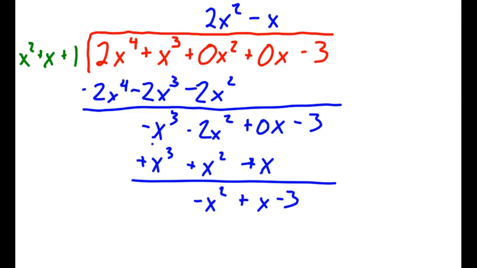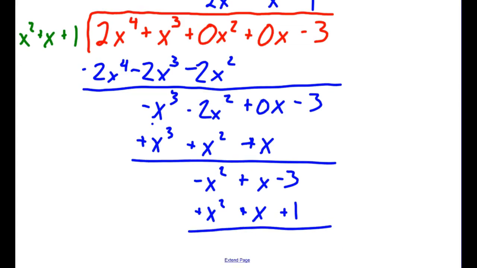Again, we have to repeat that same process. What do we have to multiply by this first term in our divisor to get a negative x squared? Well, we have to multiply by a negative 1, so we put that across the top. Negative 1 times x squared, negative x squared. Negative 1 times x, minus x. Negative 1 times 1, negative 1. We're subtracting all these values, so we change the signs to the opposite. Now if we look, negative x squared plus x squared cancels out. We have an x plus x, so we get 2x, then negative 3 and positive 1, minus 2.